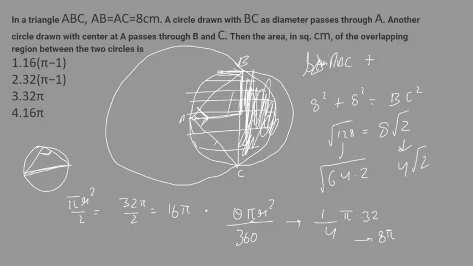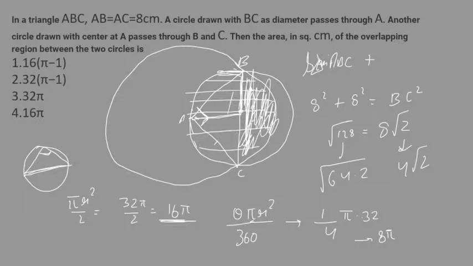So is everyone getting 32? No, Kushagar, it's not 32. Okay, everyone is fine till here, till 16 pi, right? Now, what is 16 pi? 16 pi is the area of the semicircle.